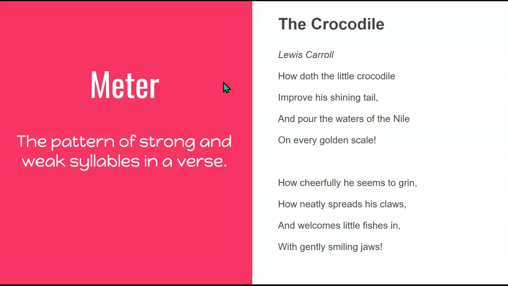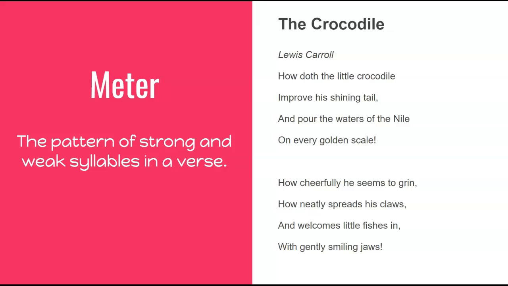Crocodile, three for crocodile. Okay, so total we had 1, 2, 3, 4, 5, 6, 7, 8. So in our first verse, we had 8 syllables. Let's see if we have 8 syllables in our second verse.